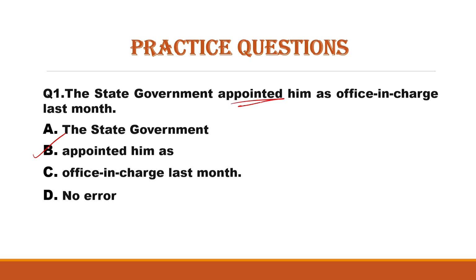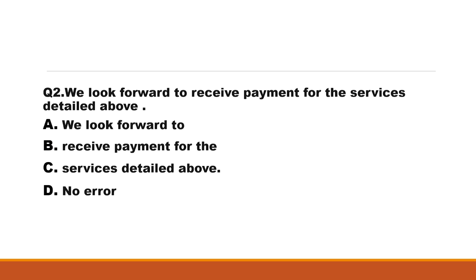As you can see, appoint is used over here. Thus, we will remove as after appointed in the given sentence. Hence, the correct sentence should be, the state government appointed him office in charge last month. Fine. Now, moving on, solve this one.